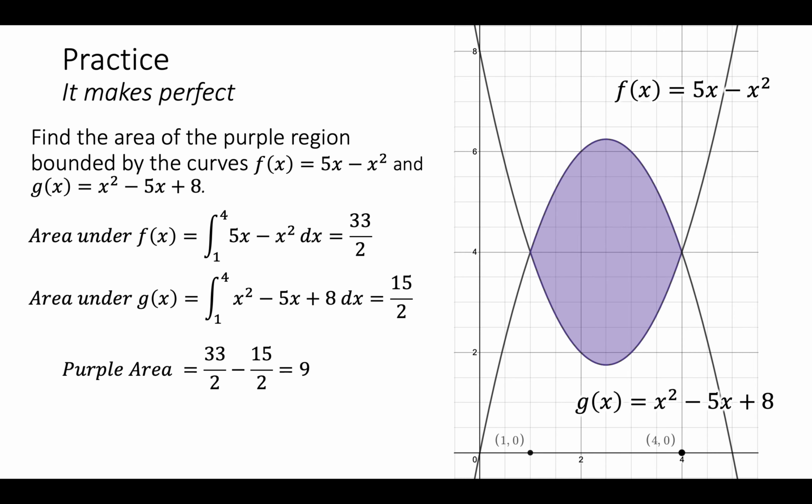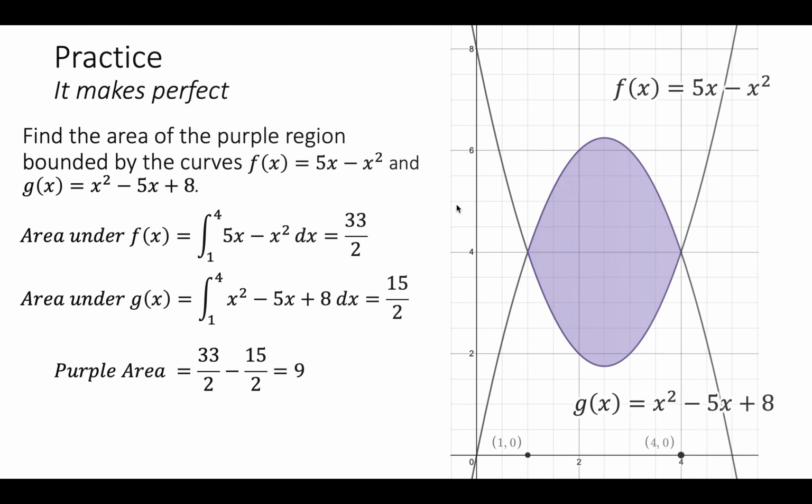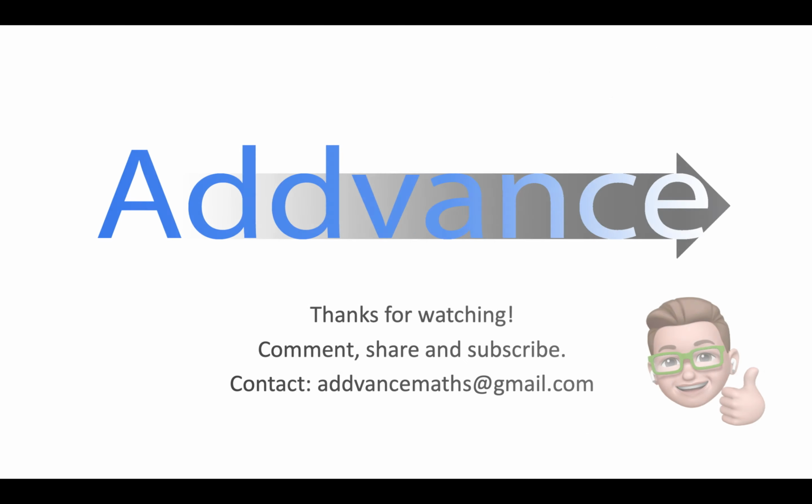It's a tricky question. If you struggled, maybe just try and find the f of x and see if you do get 33 over 2. And check g of x should be 15 over 2. Then all you do is subtract the smaller area from the bigger area and you will get this area left over. Okay, that's everything for today.